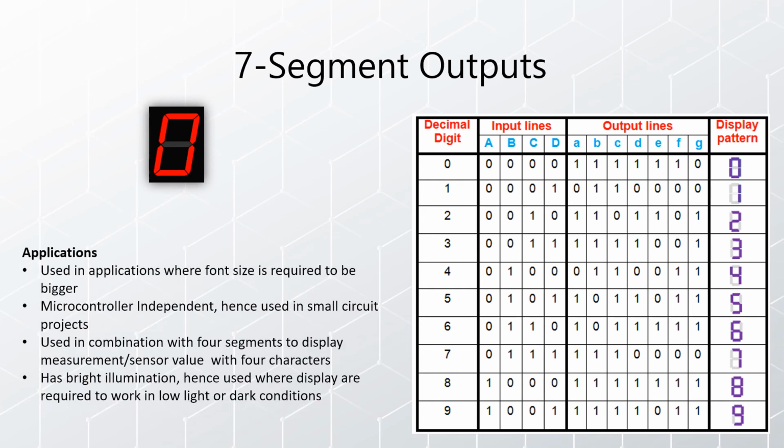Now, the applications of the 7-segment display. It's used in applications where a bigger font size is required, so that we can decrease the expenses spent on the display. The microcontroller is independent, hence it is used in small circuit projects. It does not need special requirements. It is used in combination with 4 segments to display a measurement or sensor value with 4 characters, and it also has bright illumination, hence it is used where the display is required to work in low light or dark conditions.